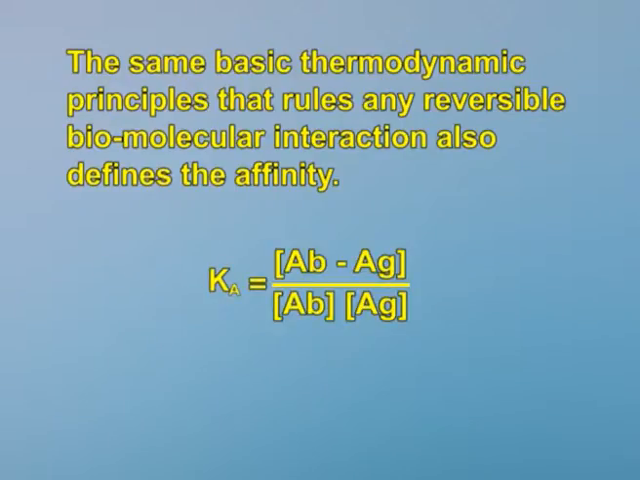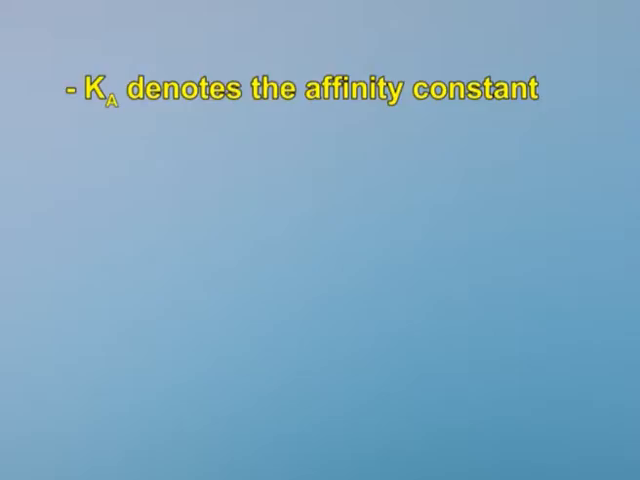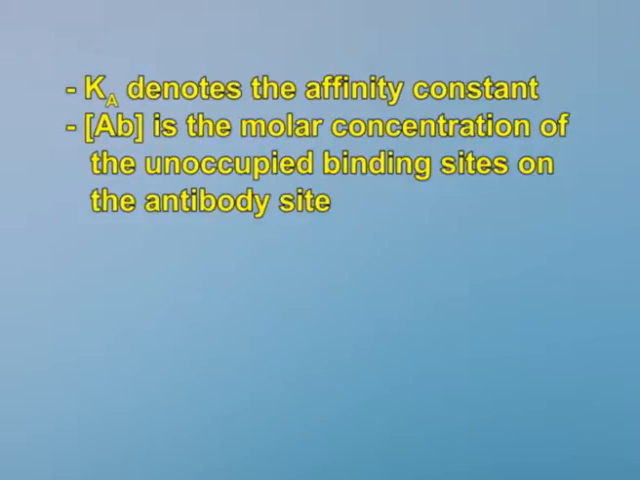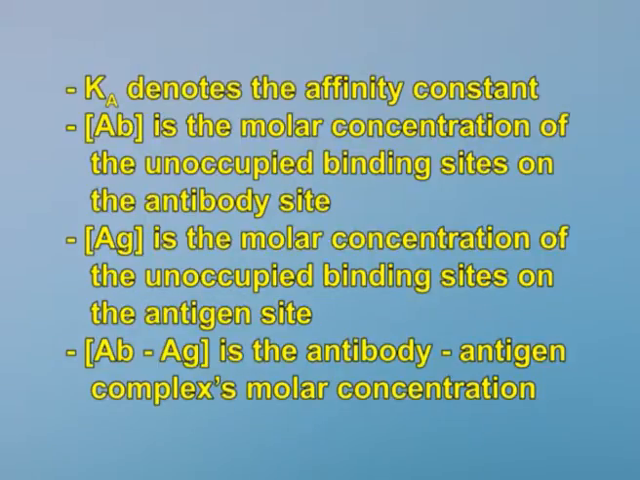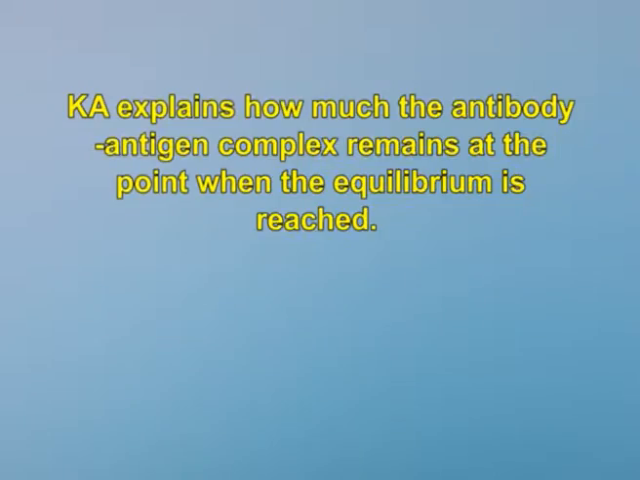Hence, Ka is equal to [Ab-Ag] divided by [Ab] multiplied by [Ag], where Ka denotes the affinity constant, [Ab] is the molar concentration of the unoccupied binding sites on the antibody, [Ag] is the molar concentration of the unoccupied binding sites on the antigen, and [Ab-Ag] is the molar concentration of the antibody-antigen complex. The Ka explains how much of the antibody-antigen complex remains at the point when equilibrium is reached.